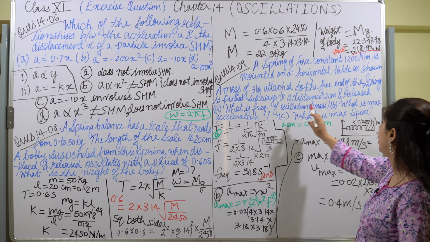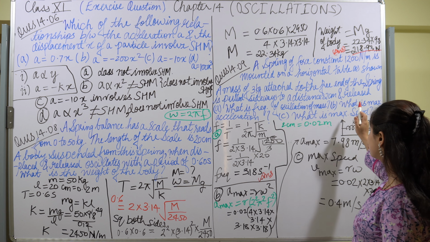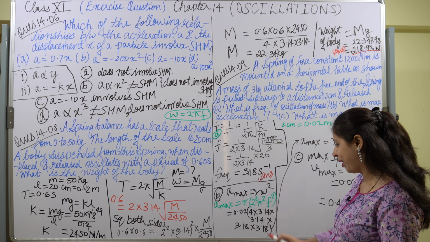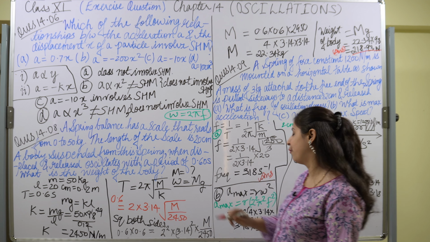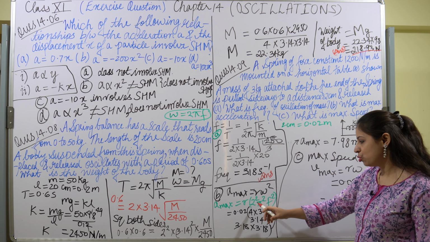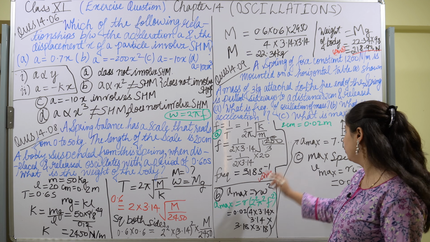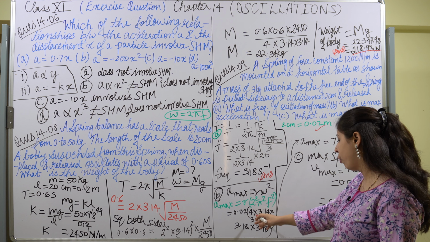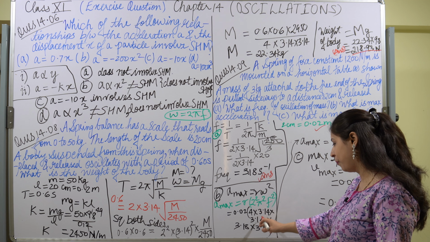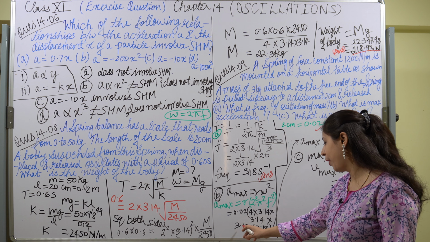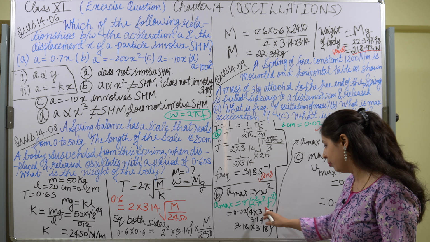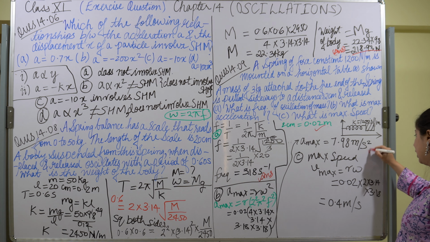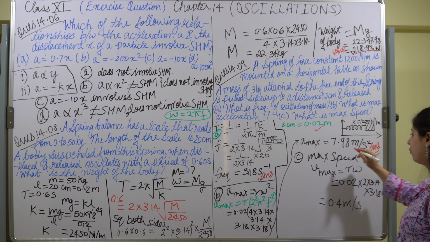Then in the second part, we were asked to find the maximum acceleration. Maximum acceleration is given by r omega square. Omega is equal to 2 pi f, so it will be 4 pi square f square. The r value we have converted into meters, so it will be 0.02 into 4 into 3.14 into 3.14 for pi square, and for f square 3.18 into 3.18. When we multiply all these values, we get 7.98 meter per second square. Meter per second square is the unit of acceleration.